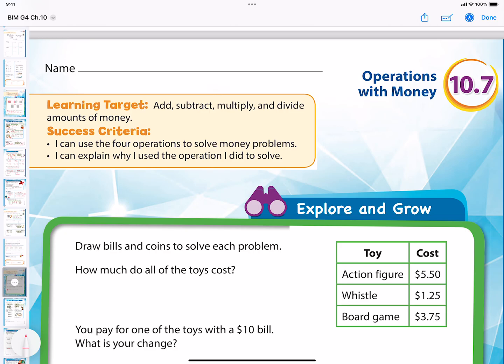This is lesson 10.7. This is the last lesson for this chapter. And the lesson is about the operations with money. All right. Now, our target is to add, subtract, multiply, and divide amounts of money. And this is the criteria that we are going to look for: I can use the four operations to solve money problems, and I can explain why I used the operation I did to solve.